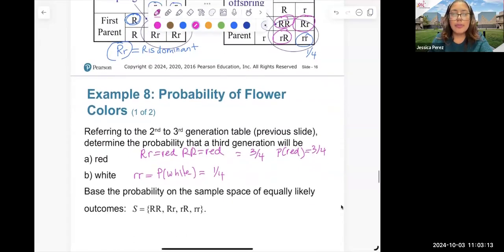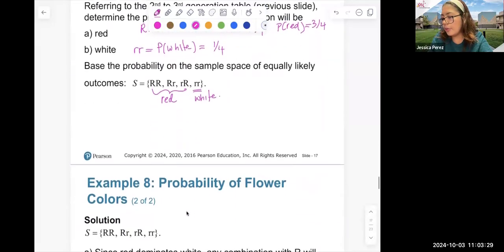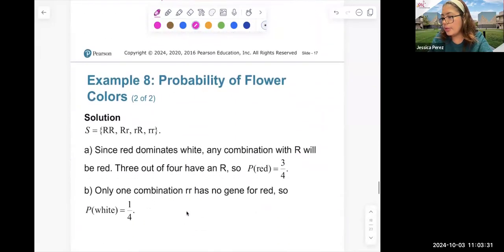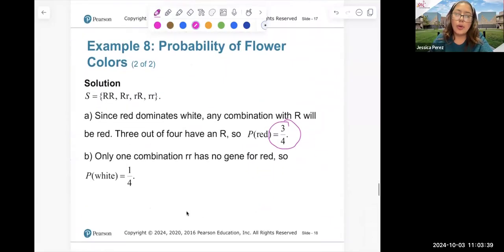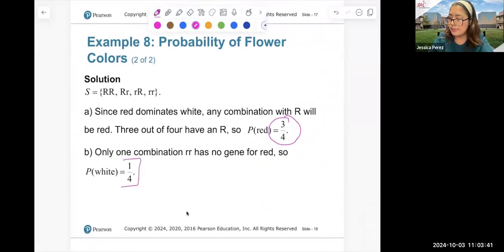Based on the probability of the sample space, it's equally likely: you have R R, R little r, little r R. All these three times it gives you your red, and only this time it gives you your white. So 3 out of 4 and 1 out of 4. There it is: the probability of getting a red is 3/4, and only one combination, two little r's, will give you a white. That is only a 1 out of 4 chance.